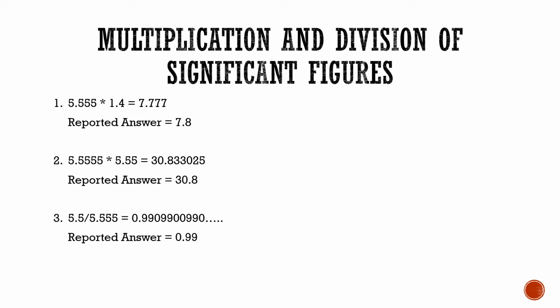Similarly, when we divide 5.5 by 5.555, we get a number which is non-terminating and repeating. Then we report the answer as 0.99 instead of this number, because here 5.5 has two significant figures, so the answer should also have two significant figures. That's why the answer is reported as 0.99.